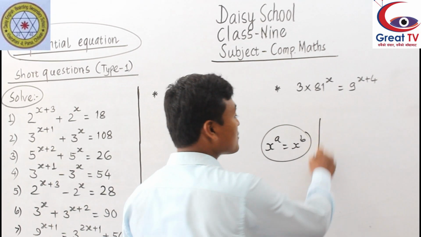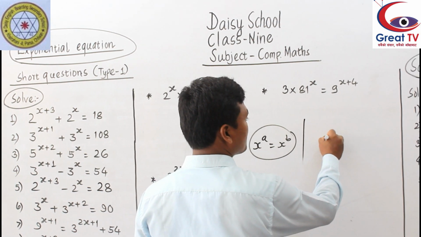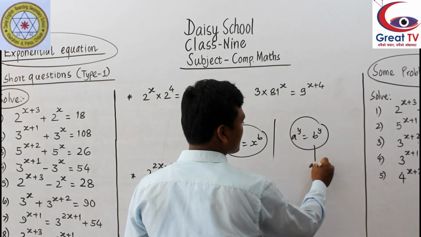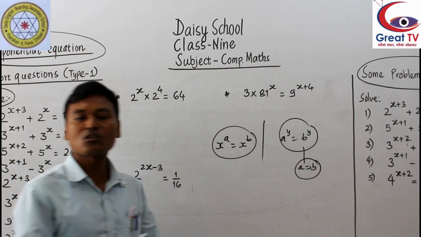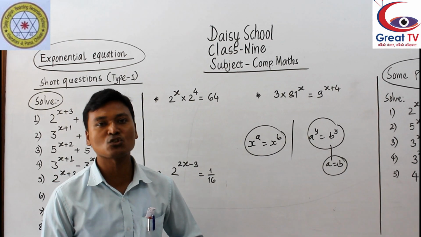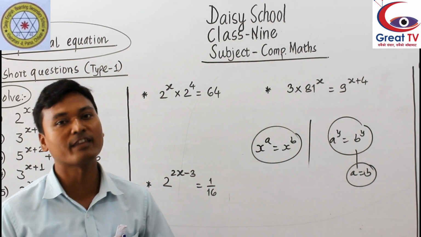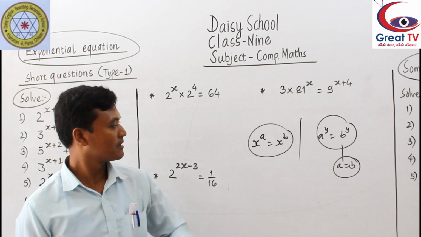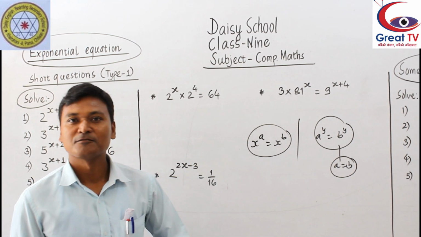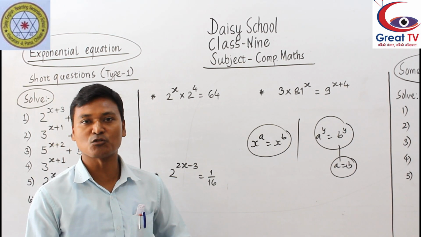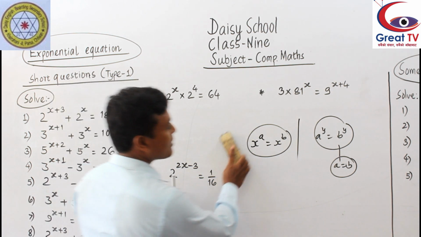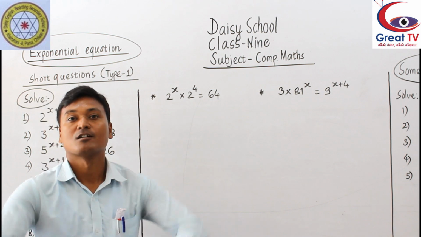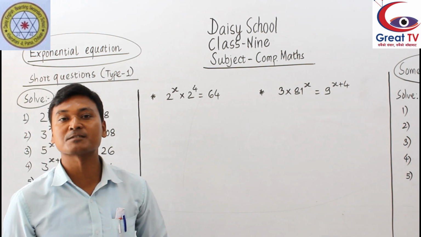And sometimes the powers may be equal: a to the power y equals b to the power y. At that time also the bases are the same. So these two concepts we have already taught, and we have solved some problems related to them. We solved very simple problems from the topic exponential equation. So today we are going to talk about the first type of short question from the topic exponential equation.